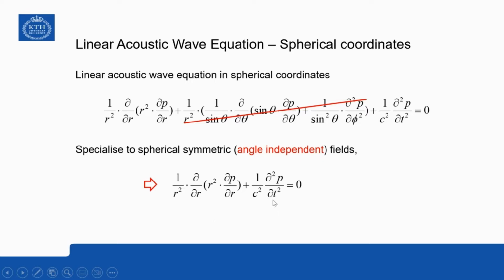This is actually a one-dimensional wave equation because it's only dependent on r. But the difference between the spherical version and the Cartesian version is these two terms here, 1 over r squared and r squared terms. These are not present in the Cartesian case. And these two factors actually cause the spherical wave pattern that we shall see later on.